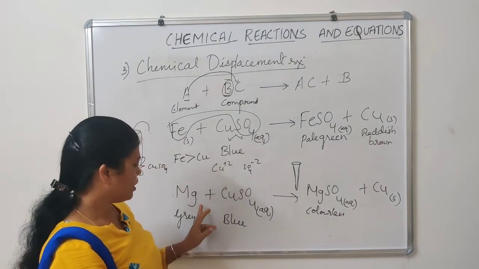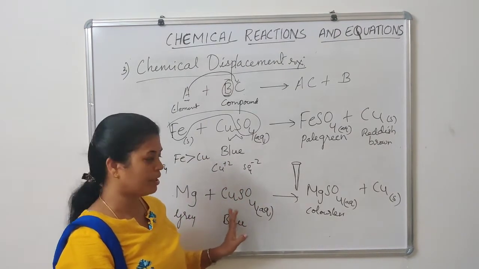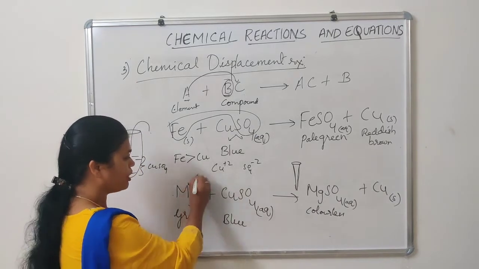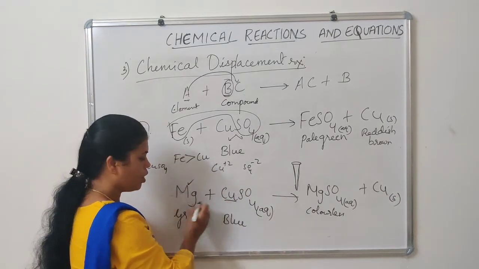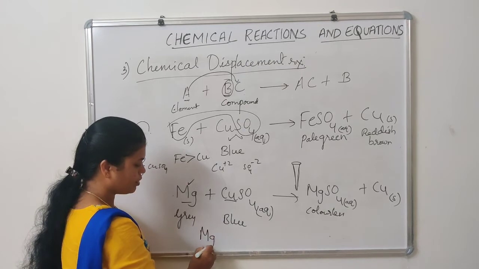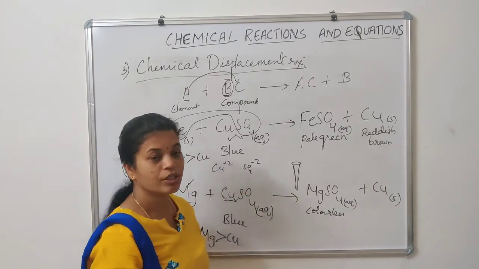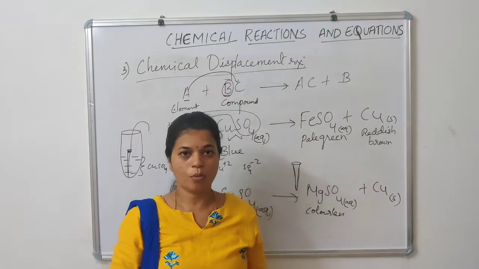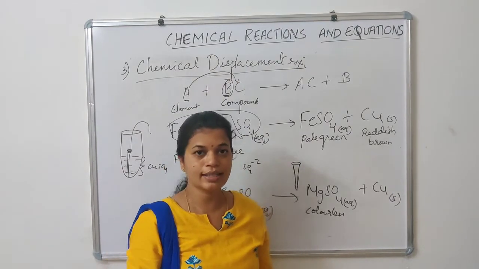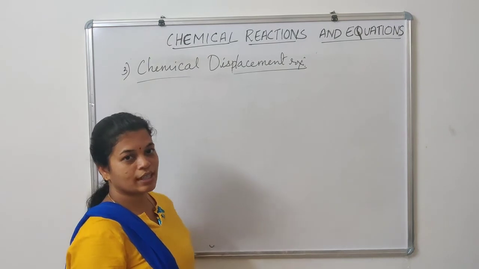Here in this one, magnesium plus copper sulfate gives magnesium sulfate. It shows that magnesium is more reactive than the copper. Hence it displaces copper from its sulfate form, giving magnesium sulfate plus copper. Similarly, we can take another example. Okay, let us take some more examples.